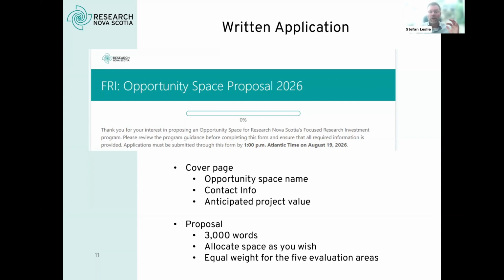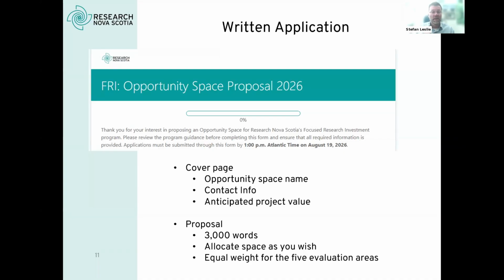There's a cover page where you fill in a bunch of mandatory fields, obviously name, contact information, anticipated project value. That is both how much you expect to require of Research Nova Scotia and how much you see the overall project requiring, as well as the time frame, because there is a range in that time frame. That's all pretty boilerplate information, high level.